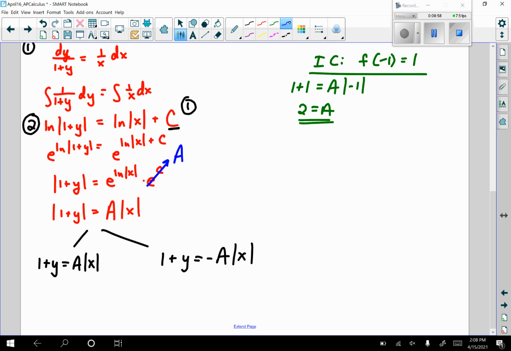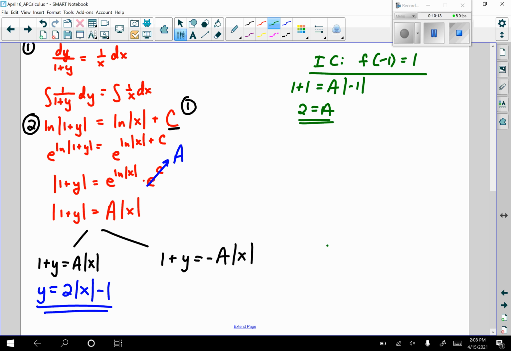And notice it just says to find a solution. So if we come back over here and we solve for y, we'll get y equal to 2 times the absolute value of x minus 1. And that's good enough. And you're going to see it's going to work out to be the same over here.